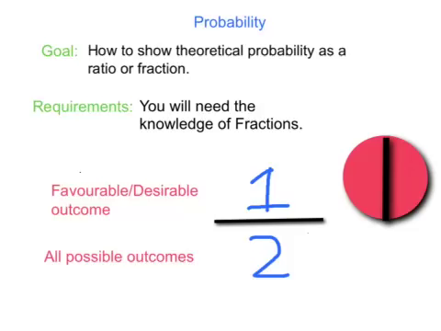Probability. Our goal is to show theoretical probability as a ratio or fraction. Requirements: you will need the knowledge of fractions. A fraction is a part of a whole. The fraction 1/2 represents 1/2 of a whole. The 1 represents the favorable or desirable outcome, and the 2 represents all possible outcomes.